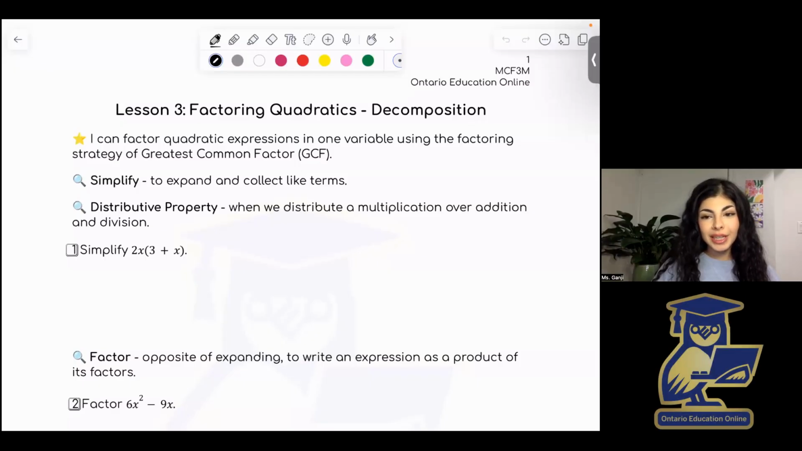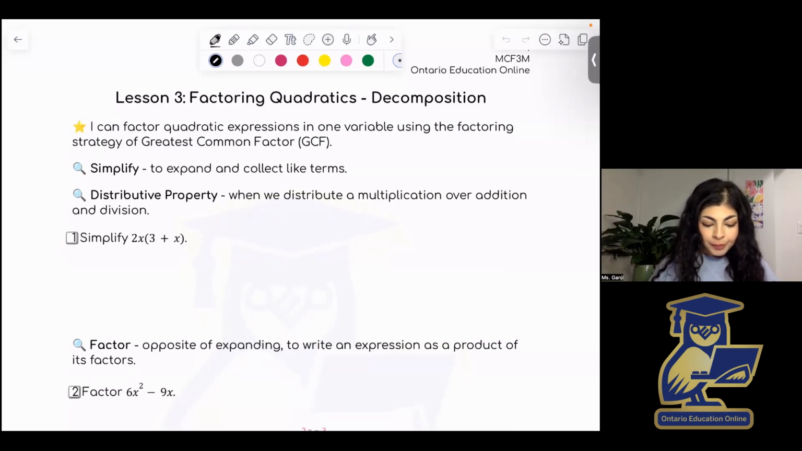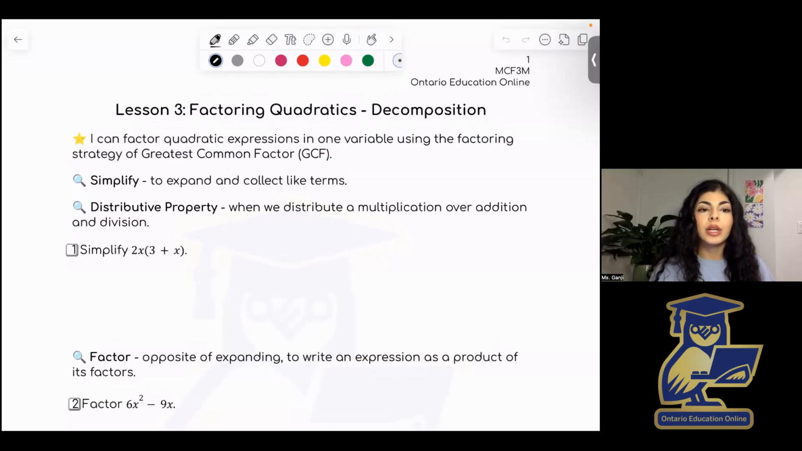Welcome to our third lesson on factoring quadratics using the decomposition method. Today we will be practicing working with quadratic functions and equations and how we can factor them. So, to begin, we have some vocabulary starting with simplify.